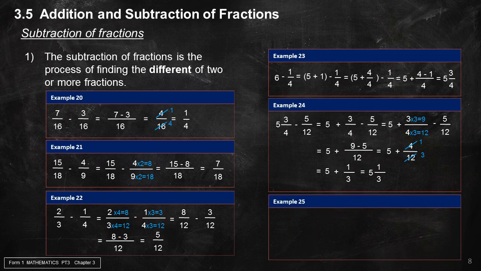Example 25. 8, 2 over 3 minus 7, 1 over 4 equals 8 minus 7, plus 2 over 3 minus 1 over 4 equals 1 plus 5 over 12 equals 1, 5 over 12.